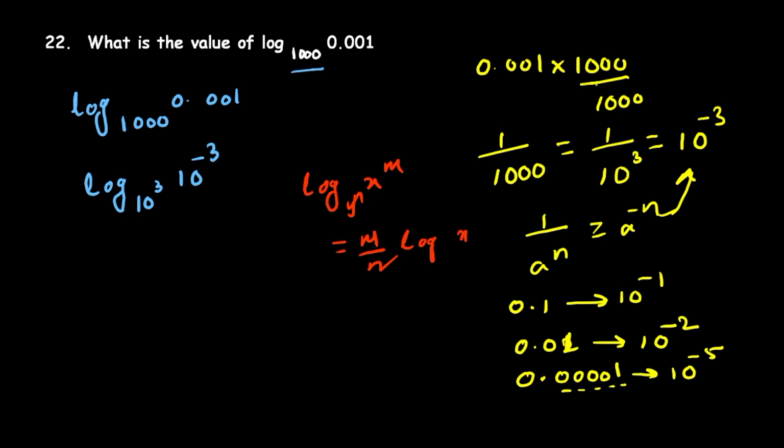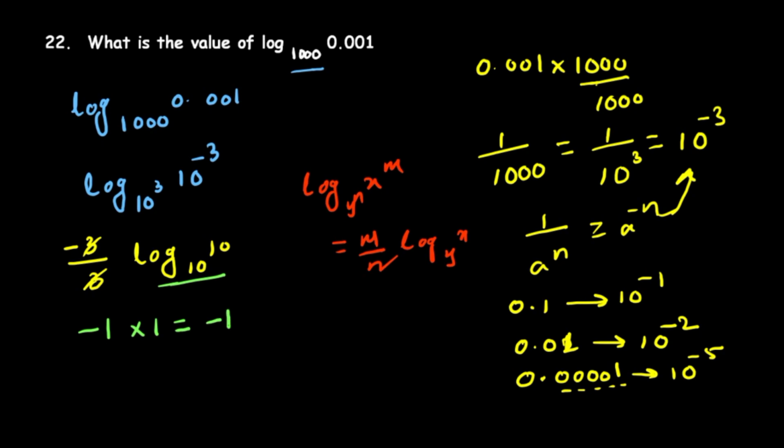I should write now minus 3 divided by 3 log 10 base 10. Okay, here 3 and 3 cancel. That means we get here minus 1 into this log 10 base 10, which is 1. So minus 1 into 1, that is equal to minus 1 is the answer for this question.